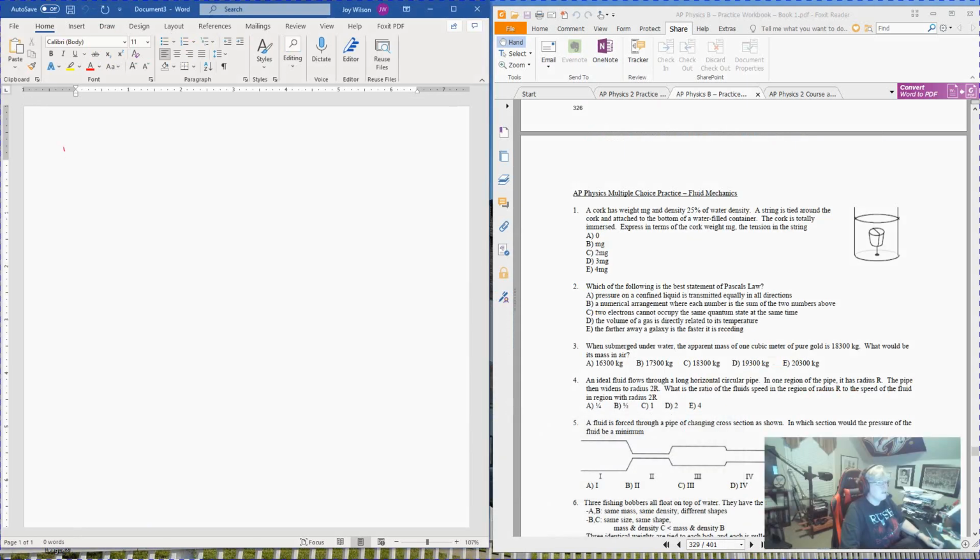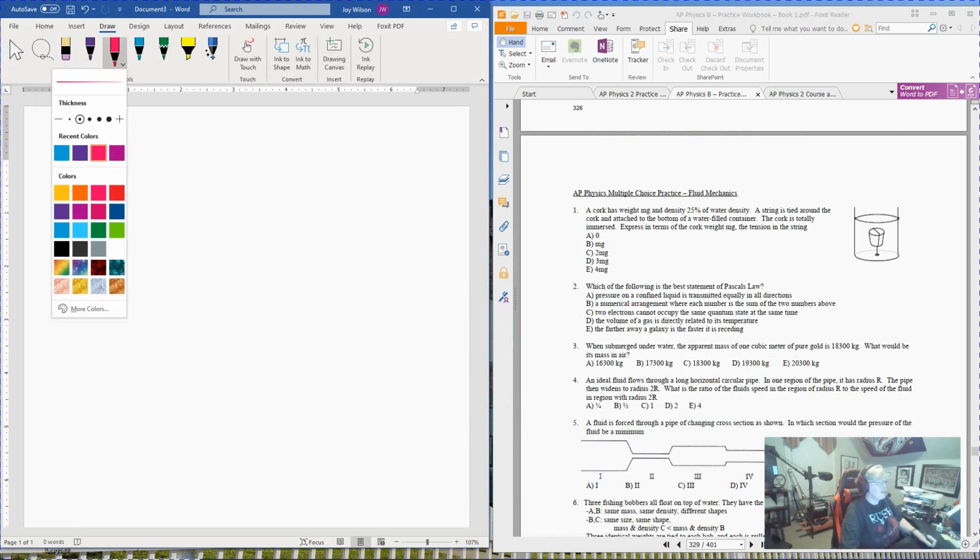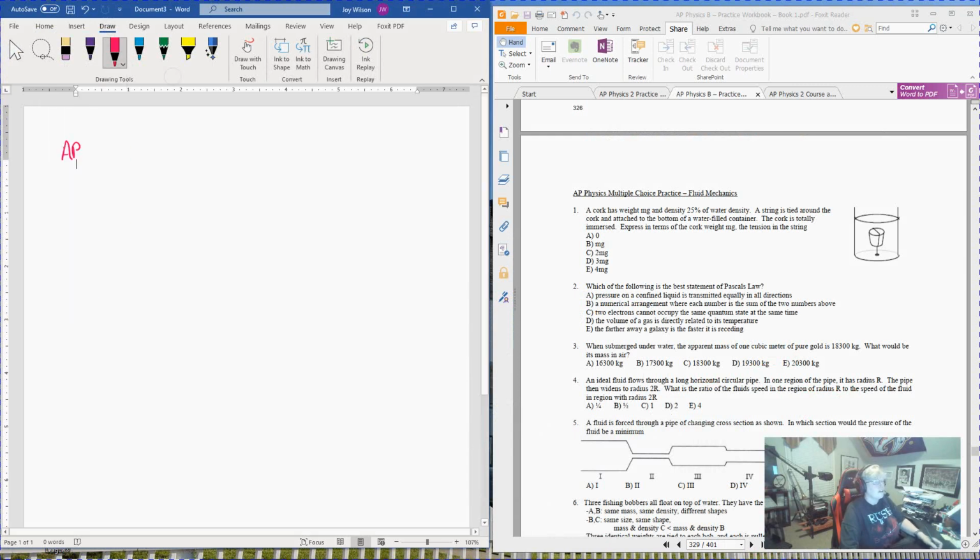Okay, so this AP review for AP Physics 2 is going to be about buoyancy and hydraulics. I mean, I spelled it right, but it always looks wrong when I write buoyancy. So, key facts. Big picture facts.